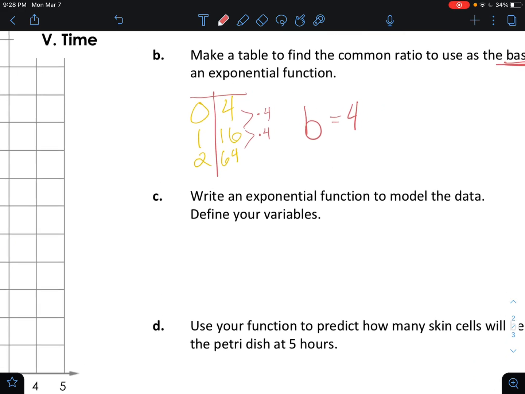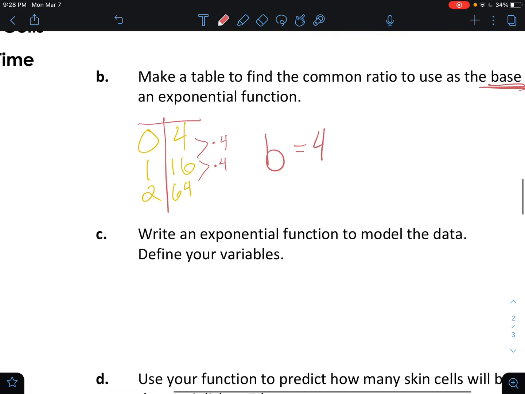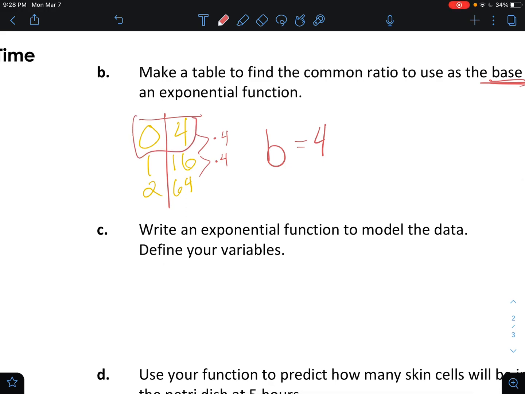So to write our exponential function, we know we started at 4 because that's our y-intercept, so that becomes my a value. So we're going to have y equals 4 times, my base was also 4, so 4 to the x.